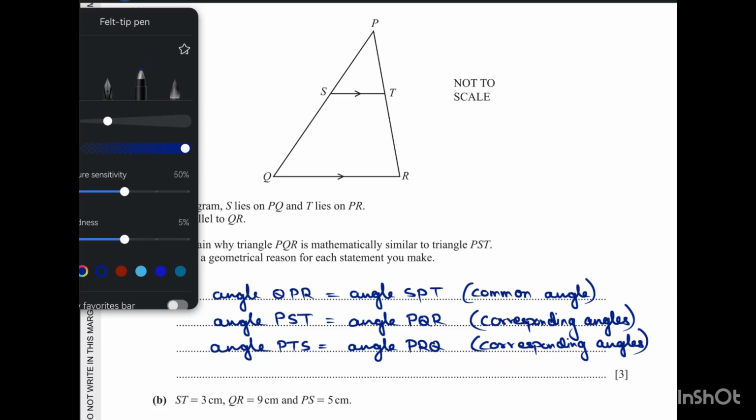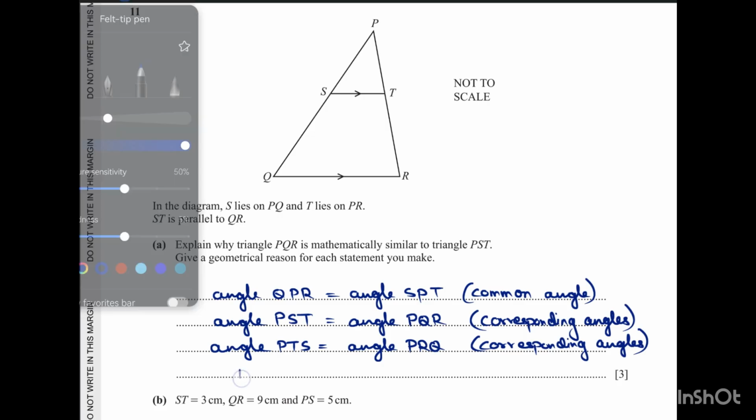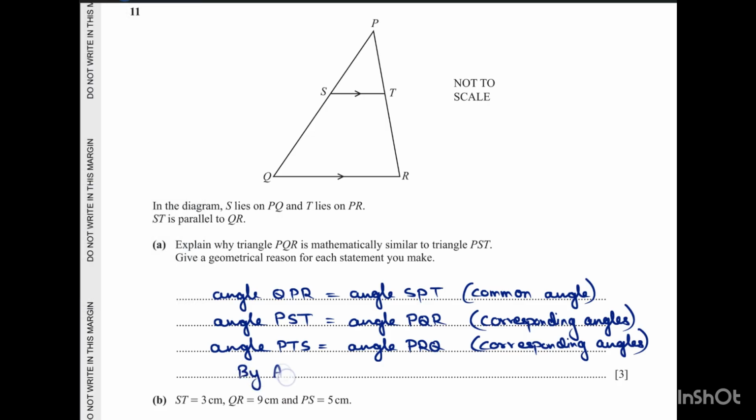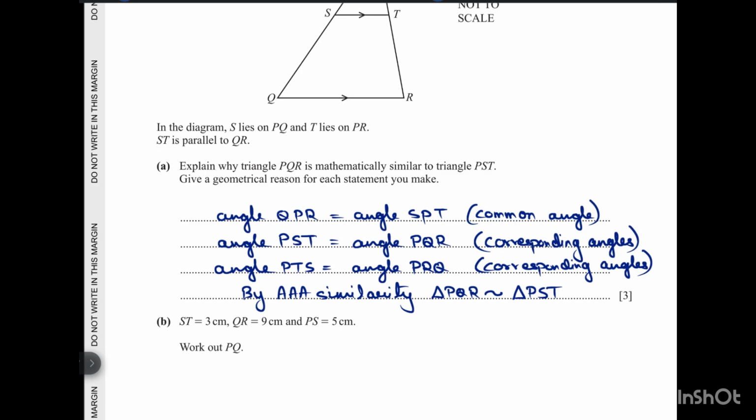So when three of the corresponding angles are equal, by angle similarity, triangle PQR is similar to triangle PST. Question A is done. Now question B.